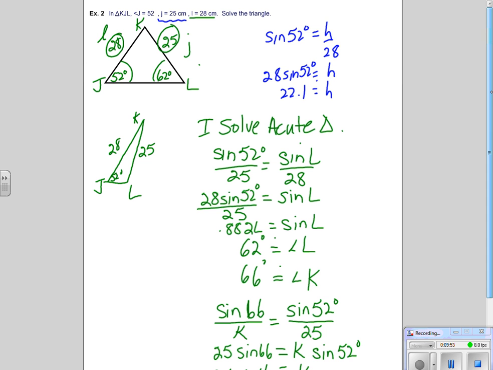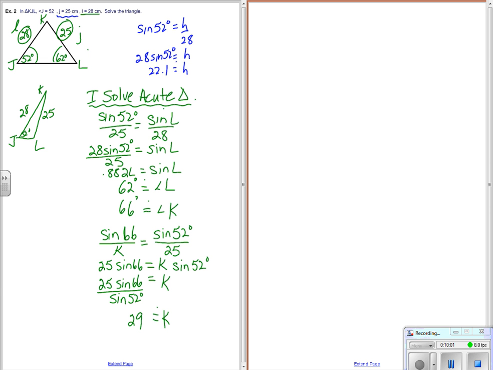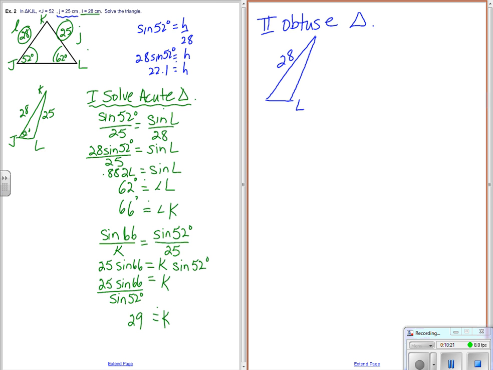However, if it is actually an obtuse triangle, then let's solve the obtuse possibility. So I have just a really rough sketch again, 28 with 25 kind of coming backwards with an obtuse angle at L. J is 52 degrees, and K.